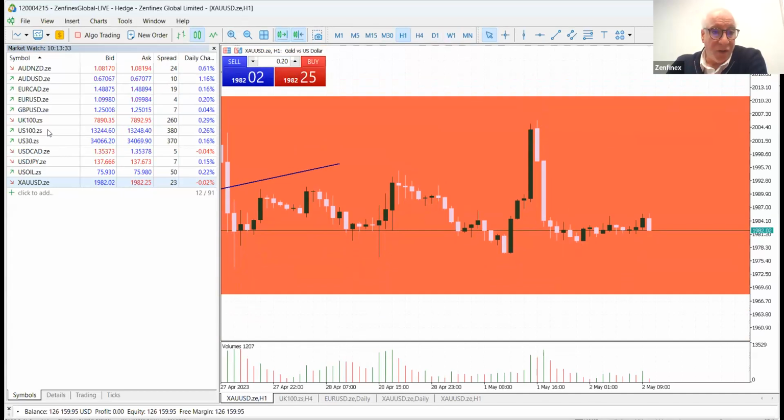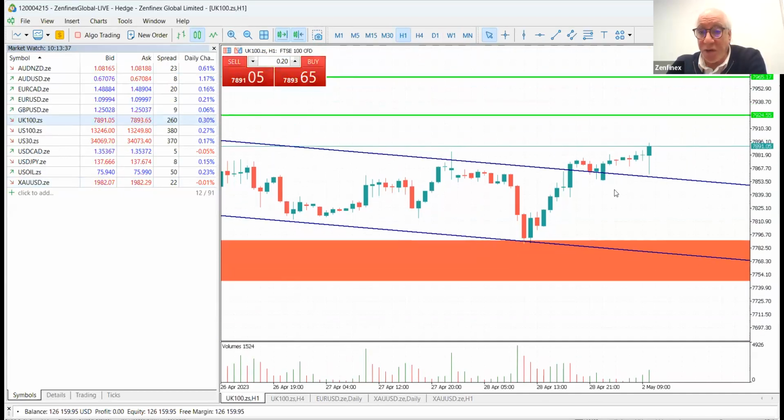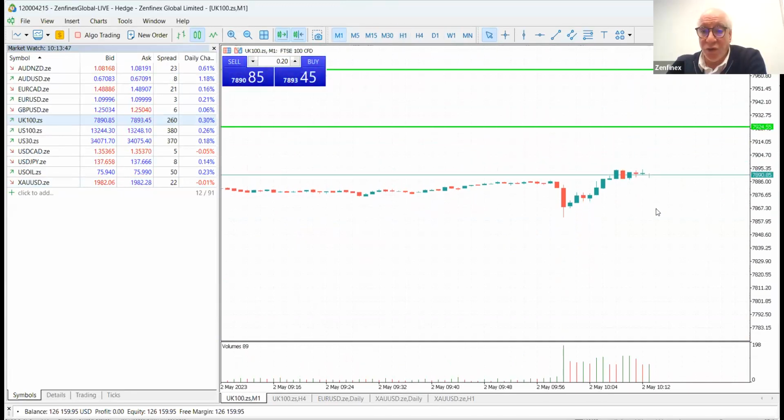Let's go back to the UK 100 and finish off our analysis here. So what do we see here? Markets opened about 13 minutes ago. If I go on to a minute chart, we can see during those 13 minutes, it came down and then started bouncing off that level here.